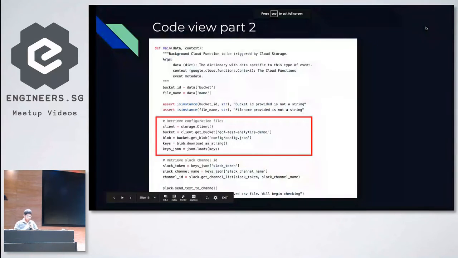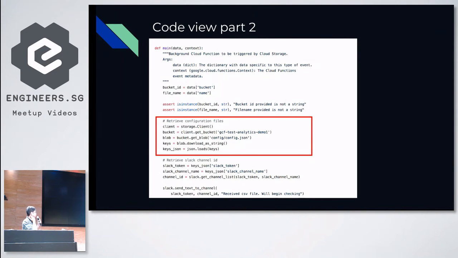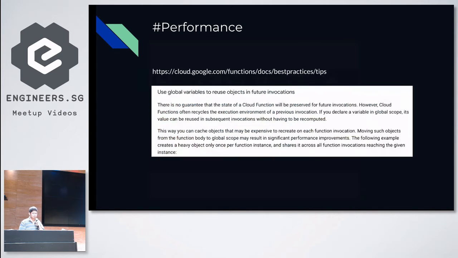Okay, so next bit. You see this red box there. You will see that I put the instantiation of the storage clients into the main function, because when they say Google Cloud Function, you only expect to run the stuff within the function. But if you check the documentation, in the section about performance, they say use global variables if you want to reuse objects in future invocations. So essentially what I could do to reduce the time for future invocations is to put the instantiation of the Google Cloud bucket clients outside of the function.